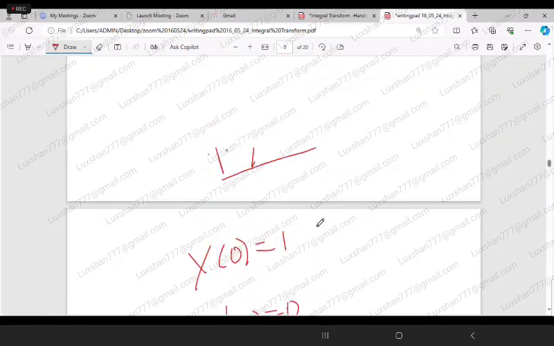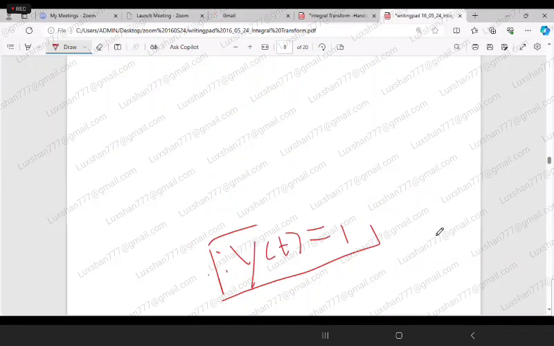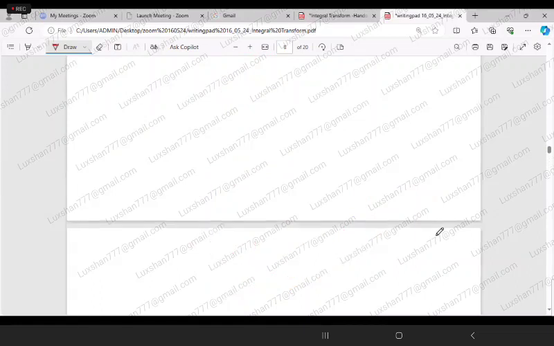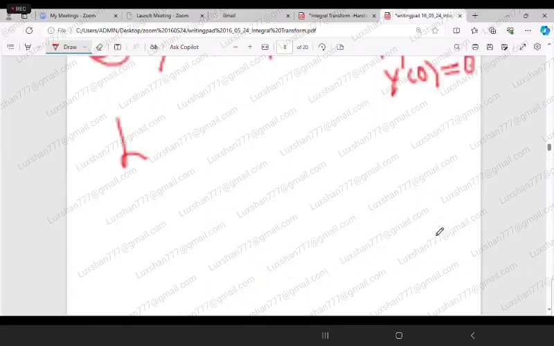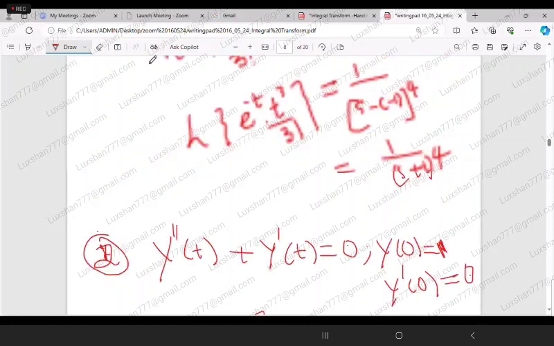Also Y dash (t) is 0, Y double dash (t) is also 0. Sorry, these are all capital. So Y double dash (t) plus Y dash (t) is equal to 0. So it is satisfying the equation as well as the initial condition. Therefore, this is the correct answer.